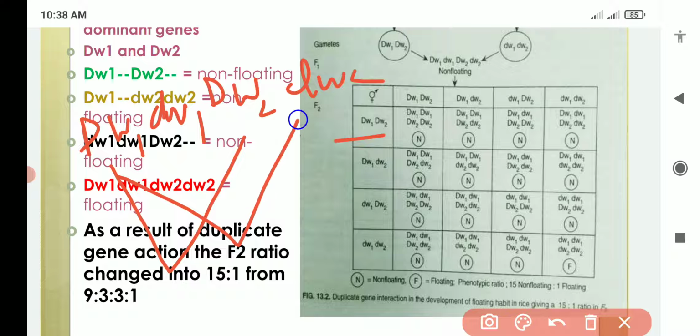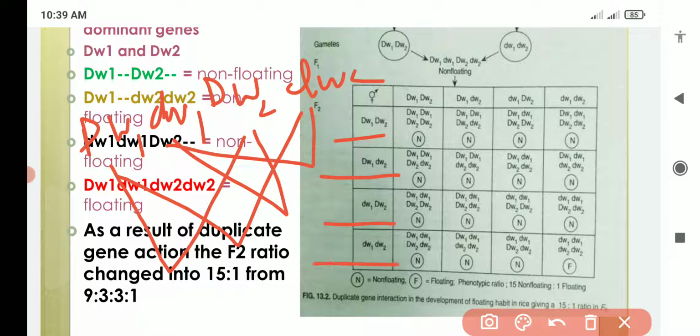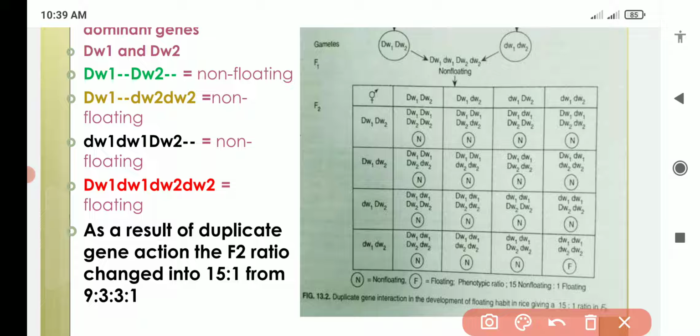When this goes with this, the second type of gamete will be formed, that is capital DW1, small dw2. When this gamete goes with this gamete, we get small dw1, capital DW2, the third type of gamete. And when this goes with this, small dw1, small dw2, the fourth type of gamete will be formed. Similar male gametes and female gametes will form. We will cross them in every possible combination and we will get 16 different types of plants.